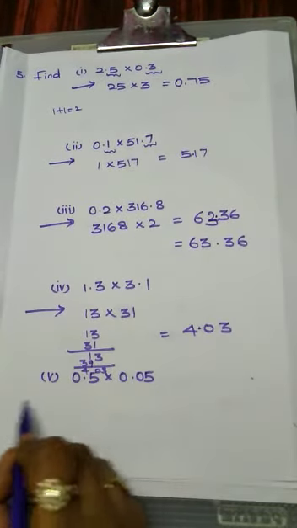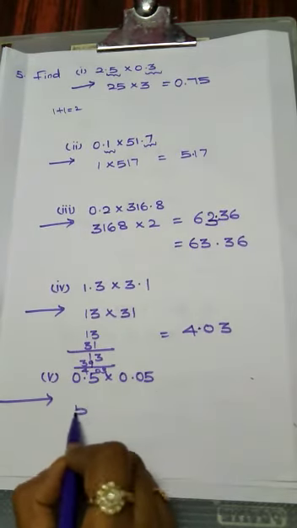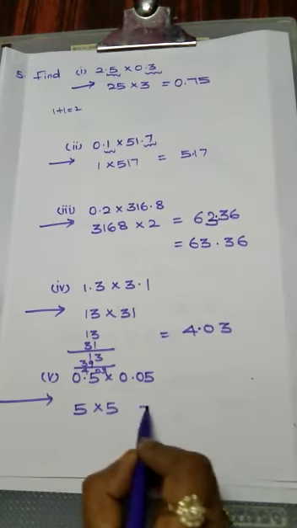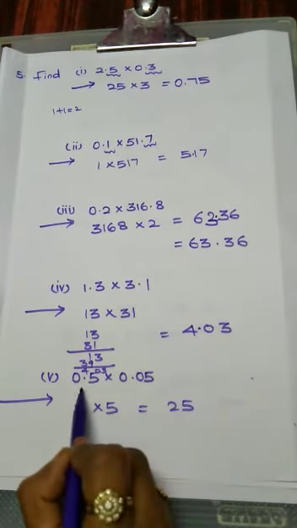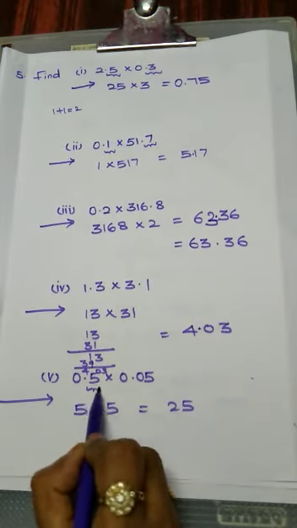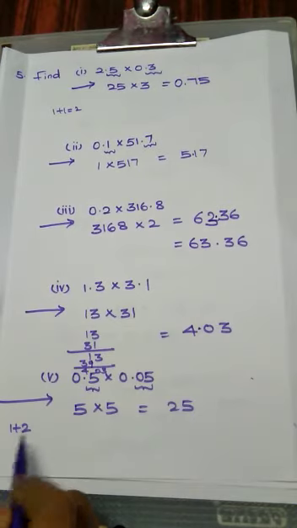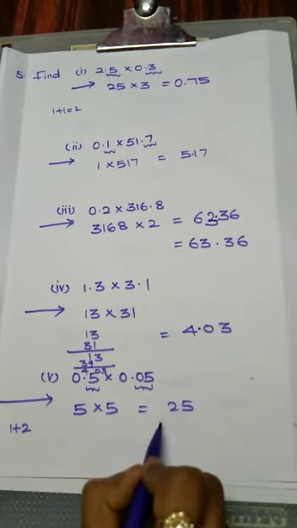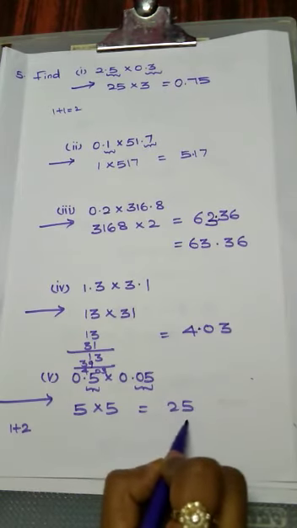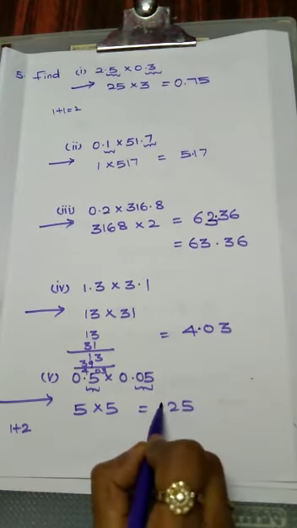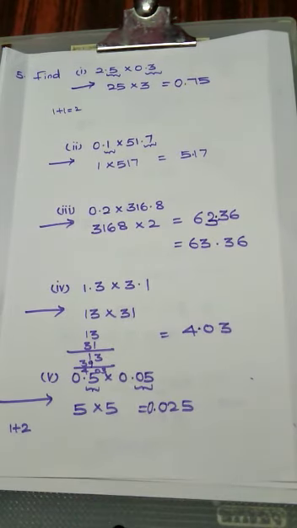The next problem, 0.5 into 0.05. Ignore the decimal point, directly take the value 5 into 5, 25. Now we count the number of digits starting from the rightmost digit. Here we have one value, here 2 values. So count the digits. 1 plus 2 equal to 3. So we have to put a decimal point, no, so we have to move 3 places left side. But we have 2 places only, 2 values only. So extra we have to add 1 0. So the answer is 0.025. That's all.